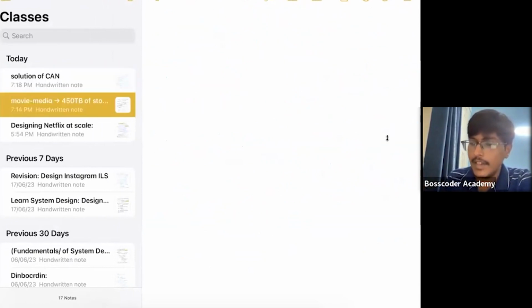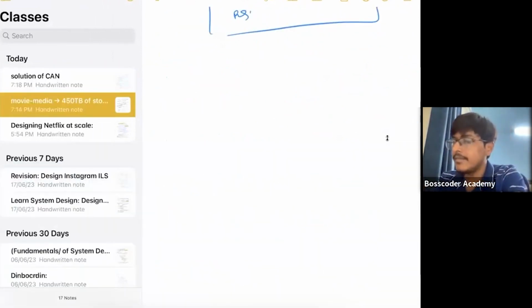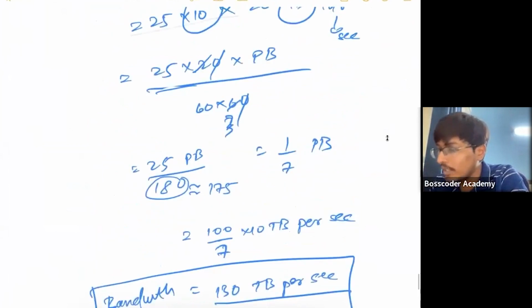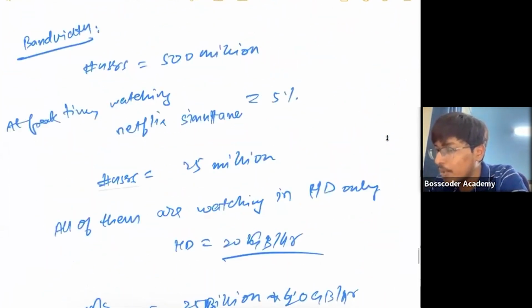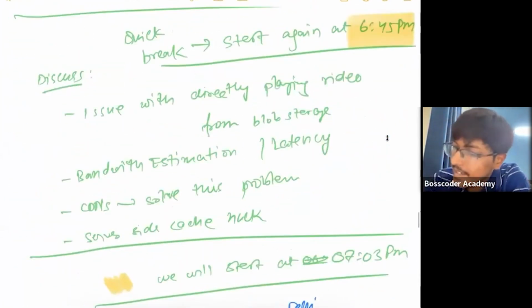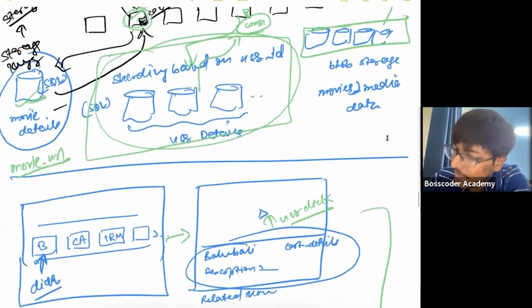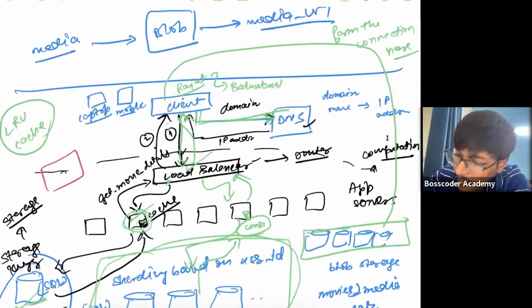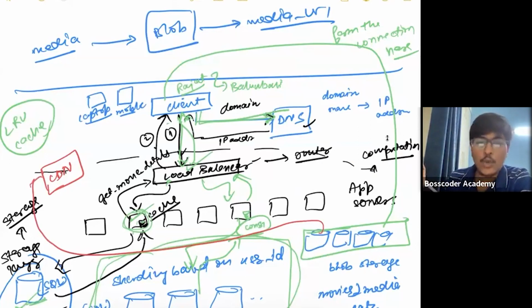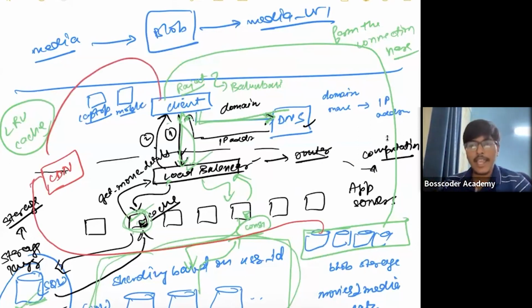Is this making sense? So when we draw the system, there will also be one more component, which is the CDN. It is very, very important. The CDN will get the data from the blob storage, and finally, the client will stream the video from the CDN and not from the blob storage.